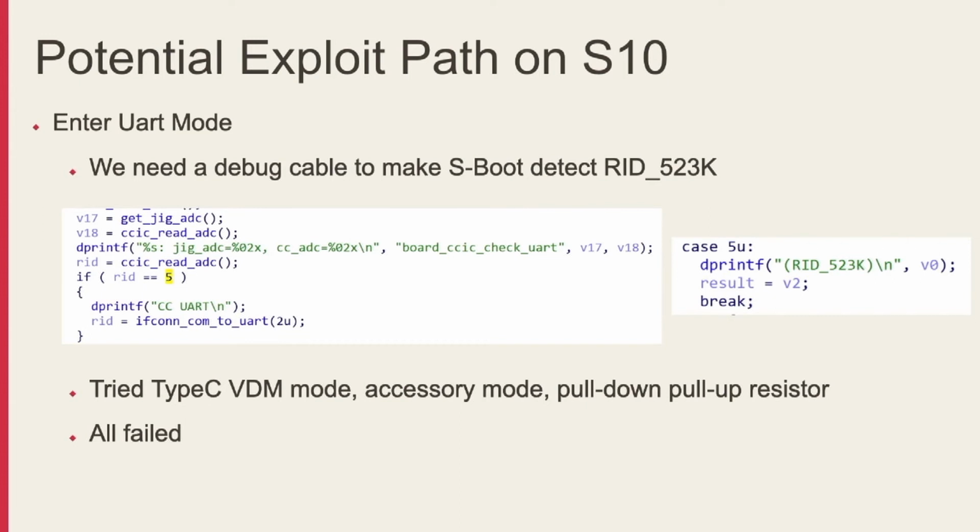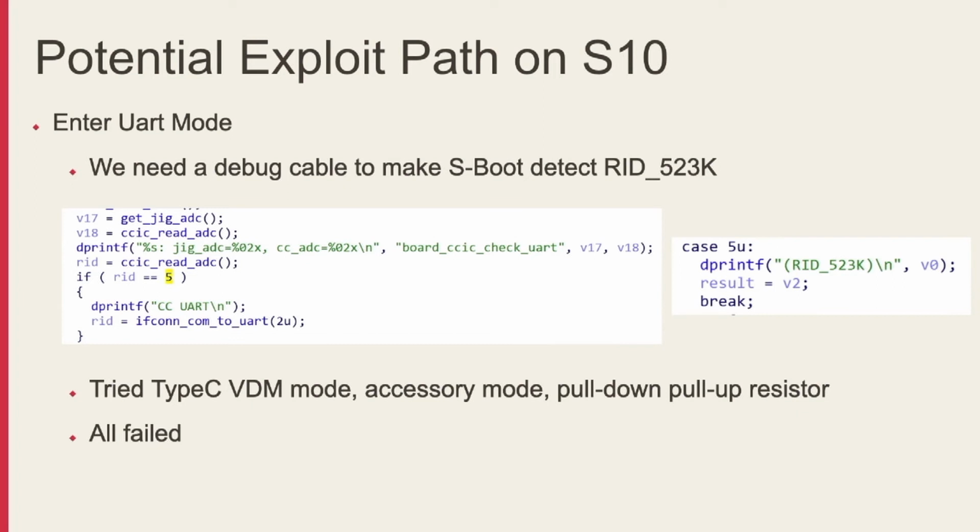We found that secure boot will track the resistor in the USB cable. If the resistor matches a specific value, it will enter UART mode. Some researchers successfully entered UART mode in Galaxy S7. But the method no longer worked in Galaxy S8 and later, because the cable was changed to Type-C.